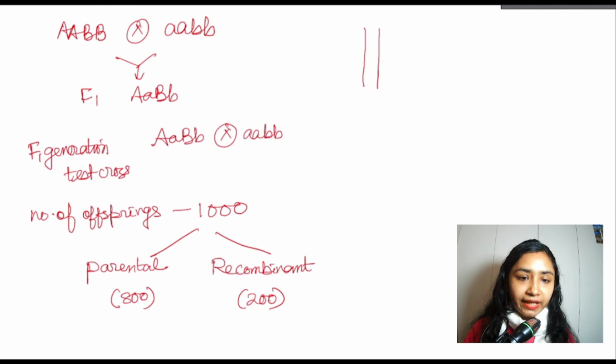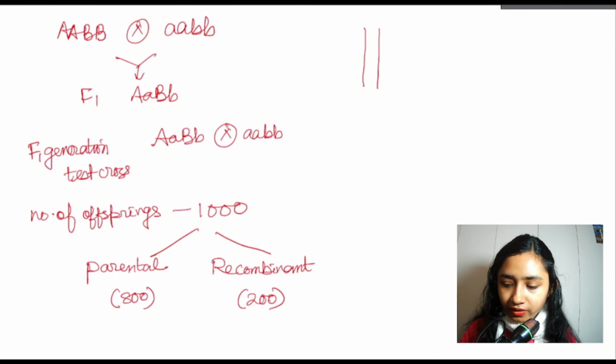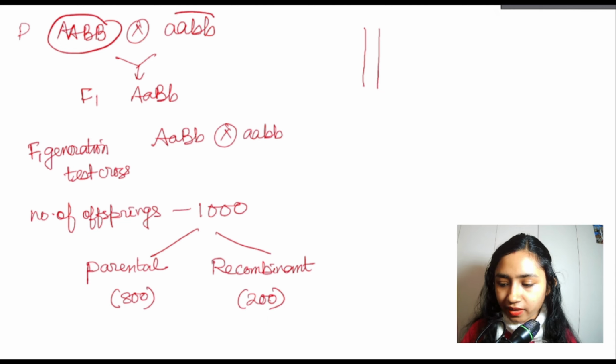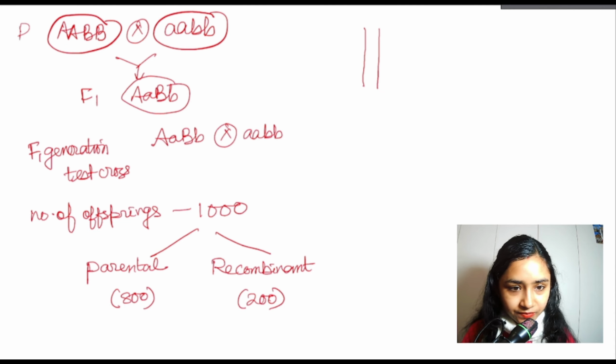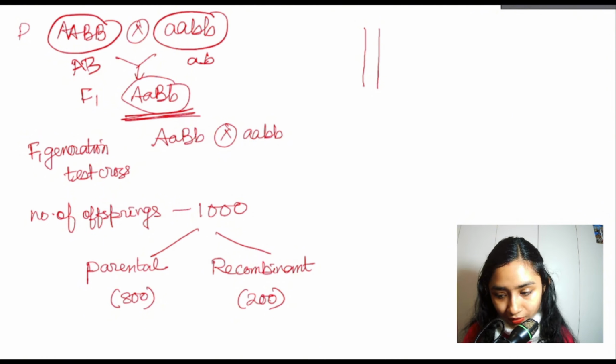Now we will look into recombination or crossing over more closely. Here you can see this is the parental generation. This is one parent, this is another parent. When they are crossed, we are getting this offspring. So what type of gamete will come from here? From this, capital A, capital B will only come, and from this, small a, small b will only come, and when they recombine, they give us this type of offspring, capital A, small a, capital B, small b.